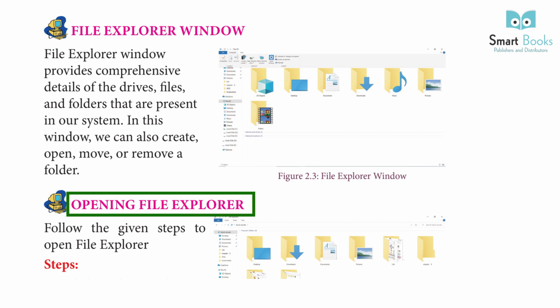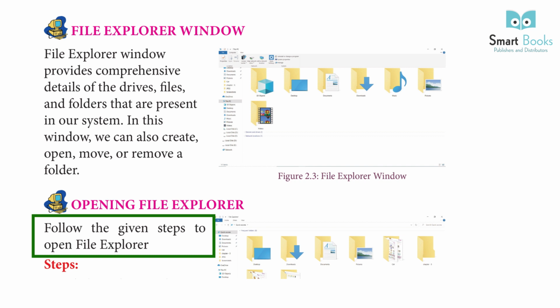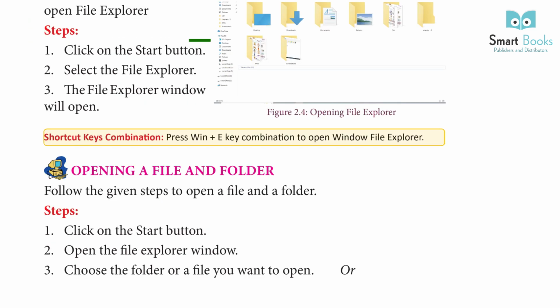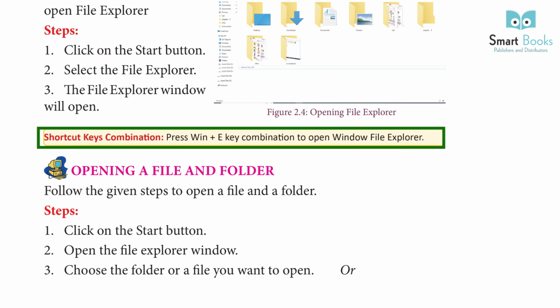Opening File Explorer. Follow the given steps to open File Explorer. Steps. 1. Click on the Start button. 2. Select the File Explorer. 3. The File Explorer window will open. Shortcut keys combination. Press Window E keys combination to open Window File Explorer.